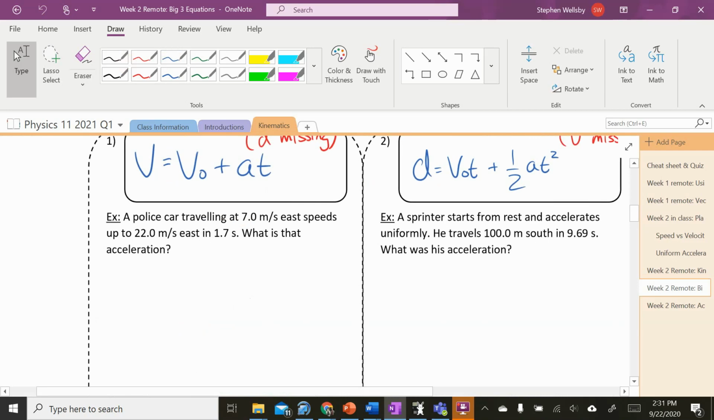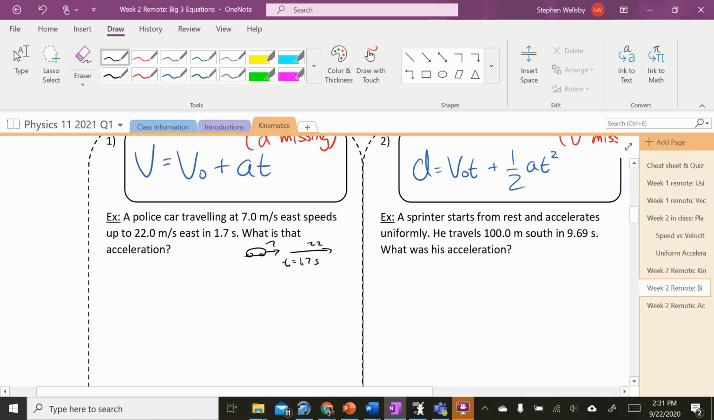Okay, so hopefully you've tried out the problems. Let's take a look and see if we can solve this. So this is our initial formula. I'm going to skip the drawing in this case, but if I did want to, just a little car starting with a speed of 7 and then later on going at a speed of 22. I guess I did do a drawing. There you go. And the total time is going to be 1.7 seconds.